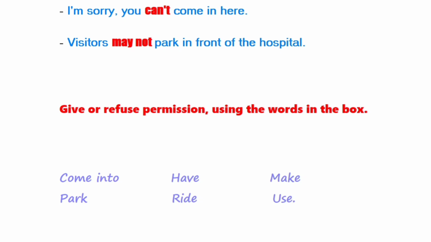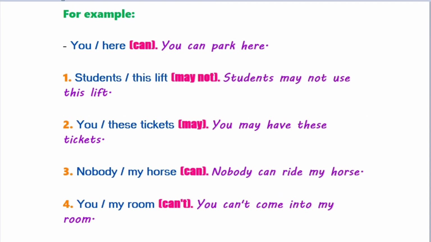Give or refuse permission using the words in the box. Come into, have, make, park, write, use. For example, you/here can. You can park here. Next, students/this lift may not. Students may not use this lift.